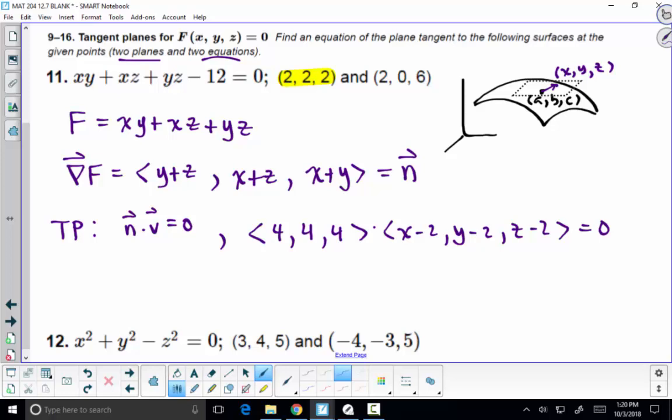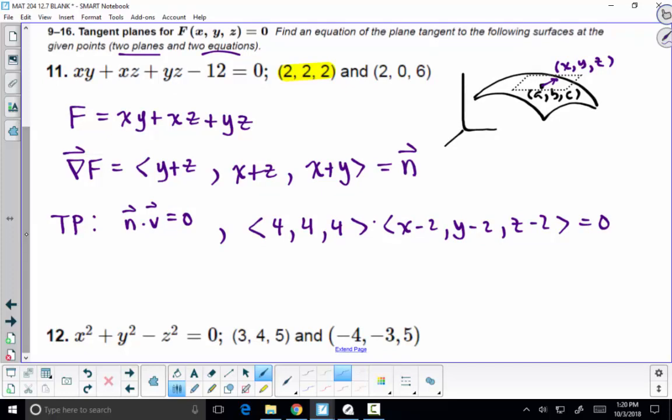Yeah. I'm a little confused about how you got from your normal vector y plus z, x plus z, and x plus y to 4, 4, 4. How we went from here to here? Oh, 2 plus 2. Oh, okay, and you gain those 2's from... Yes, exactly. So we're taking these and we're plugging them into those guys.